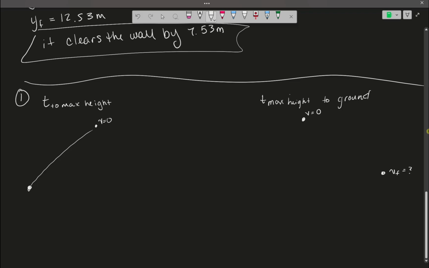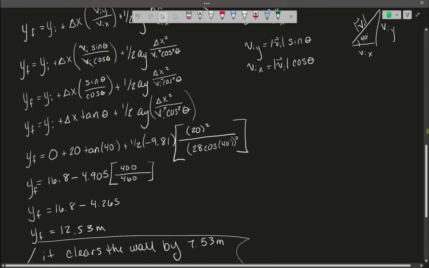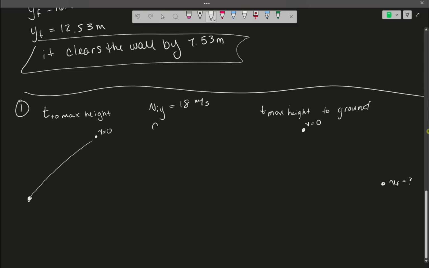So I have the initial velocity in the y direction. I'm only thinking about the y direction because this is only valid for my y direction. I already calculated that. My initial velocity in the y direction was going to be 28 sine of 40. So let's round it. Let's call it 18 meters per second. I have the acceleration, negative 9.81, and I have the final velocity, right? Duh, 0. So I can figure out time.